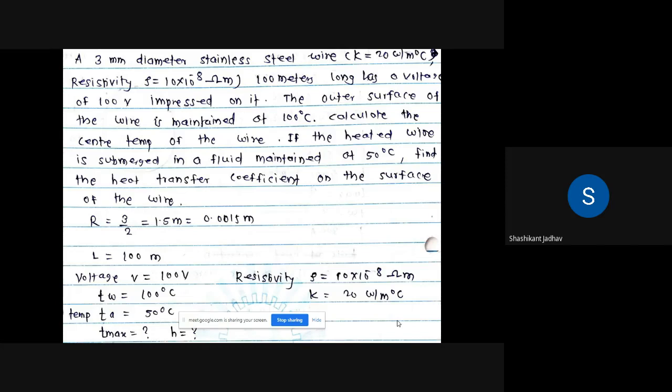And calculate the center temperature of the wire. So we know that from the derivation, at the center there is a maximum temperature. So Tmax is equal to question mark. And resistivity is given, rho is equal to 10 into 10 raised to minus 8 ohm meter. And thermal conductivity is also given, K is equal to 20 watt per meter degree Celsius.